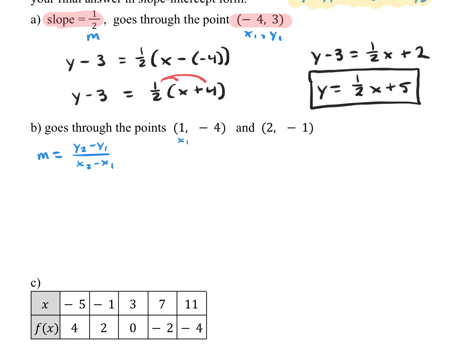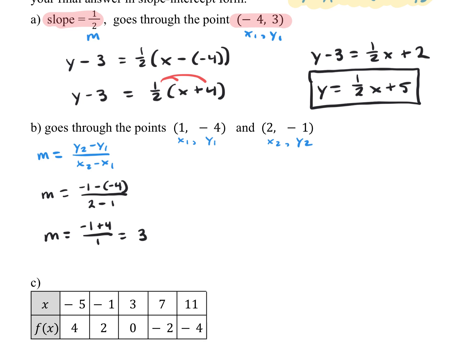And I'll call this x1, y1, and I'll call this x2, y2. So we're simply going to substitute to find our slope first. So we have -1 minus -4 over 2 minus 1. So our slope is -1 plus 4 over 2 minus 1, which is 3 over 1. So our slope is +3.